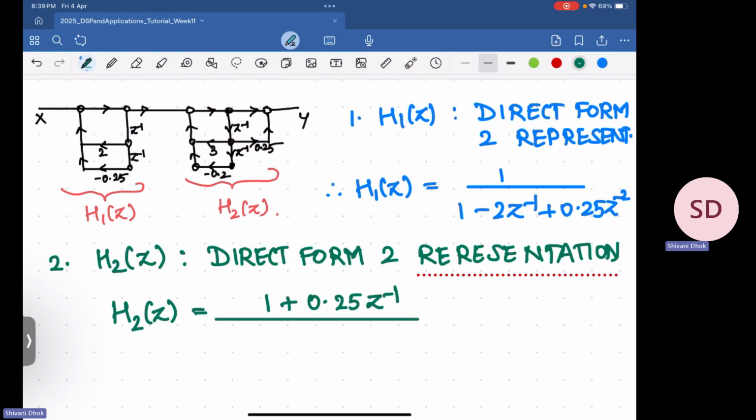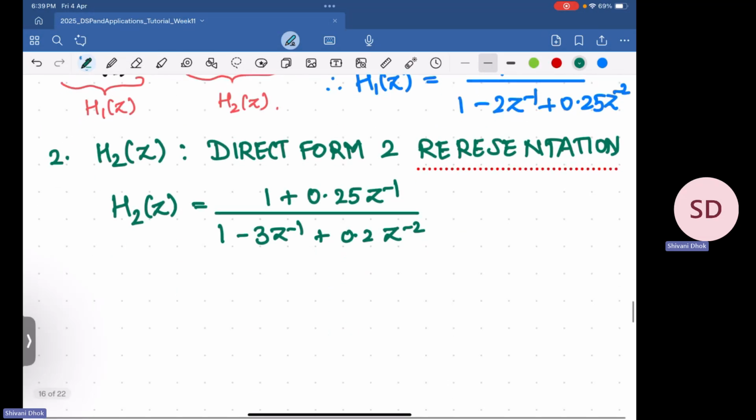Divided by what do we have? There is no scaling here, so it is simply 1. Then we have z inverse into 3, so that will be minus 3 z inverse, plus z inverse into 0.2, and there is a z inverse earlier also, so this is simply 0.2 z to the power minus 2.